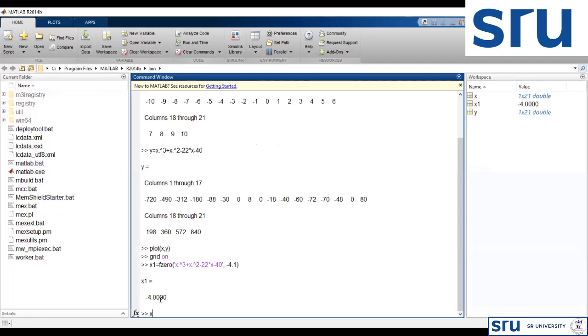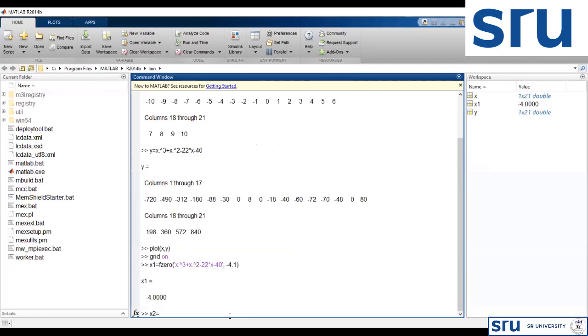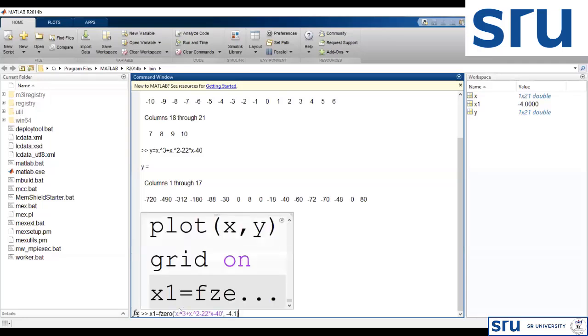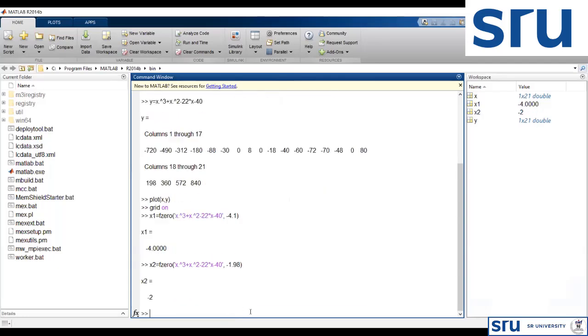Similarly for the second root, x2 is equal to f0. Just change here: in place of x1 you write x2, and here, minus 2 was there, so you can take minus 1.98, any random value near about for the second root. So you can see minus 2.